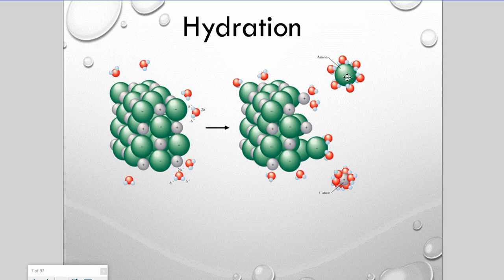Contrast that with what you see with the anion, and you see the hydrogen ends of the water molecules grabbing onto the anion. The electron-poor regions are grabbing onto the negatively charged anion. Again, 360 degrees, you have water molecules grabbing these ions and just interacting back with the solution.